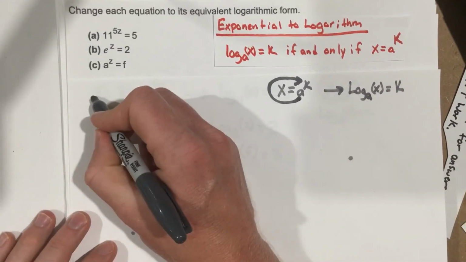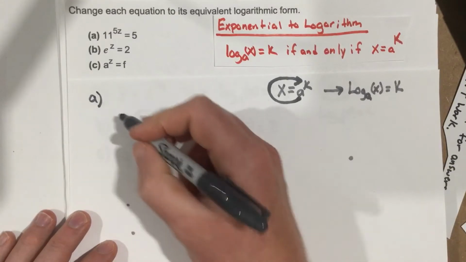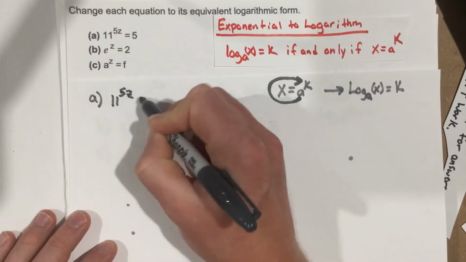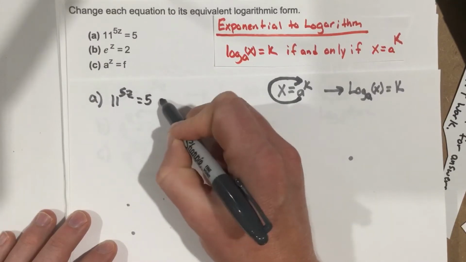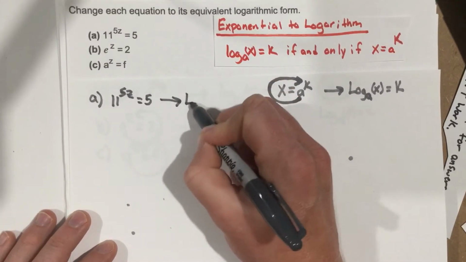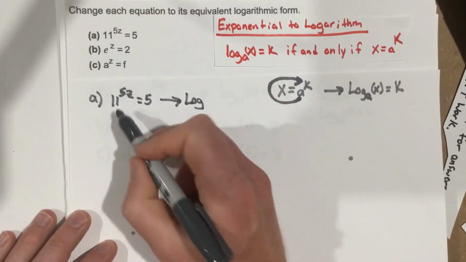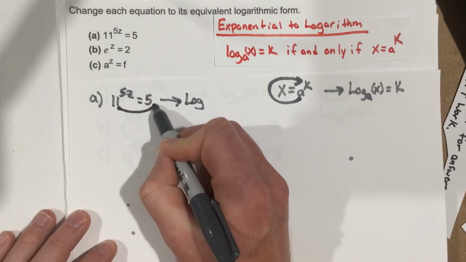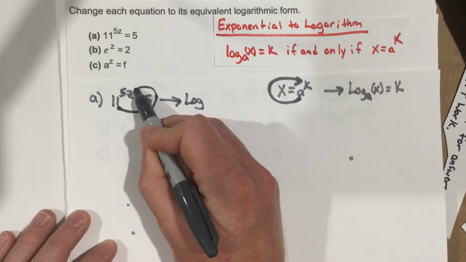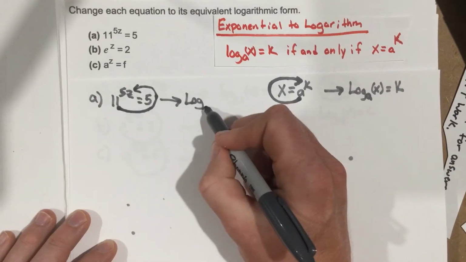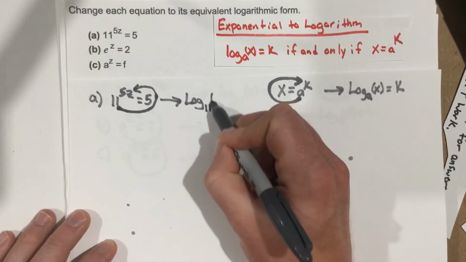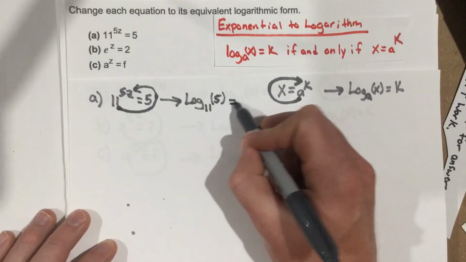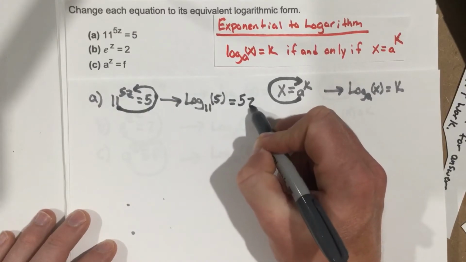So let's look at this with part A. We have 11 to the 5z equals 5. I'm going to write this as a logarithm, so I'm going to say log right away. Now I'm going to start with the base. So base 11, so log base 11 of 5 equals 5z. So log base 11 of 5, right, that's the second thing we hit, equals the exponent, which is 5z.